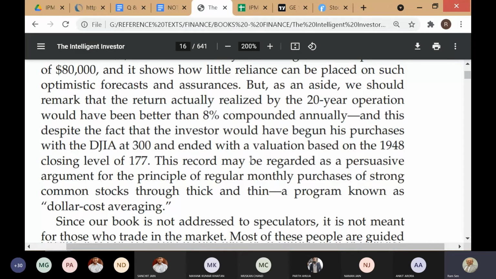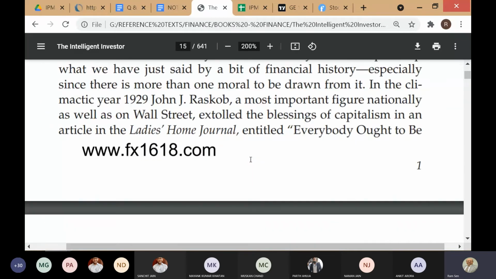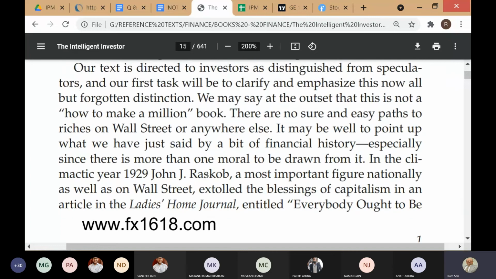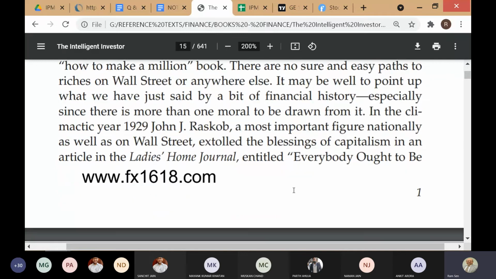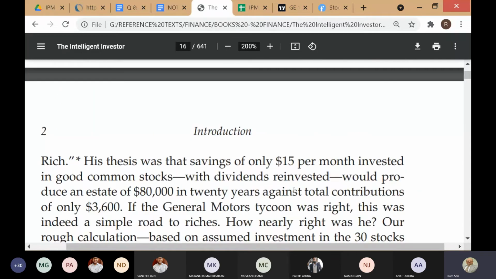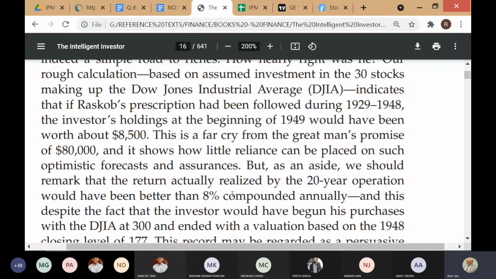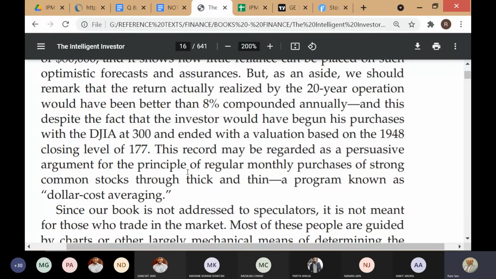Now, we talk about this guy, the Raskov guy, who they're painting as a speculator type, trying to make a quick buck in the market. So they say that, whatever he said, you could have made a better return if you had done this. And he's making a case for what is known as dollar cost averaging.